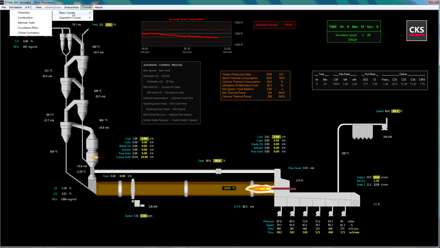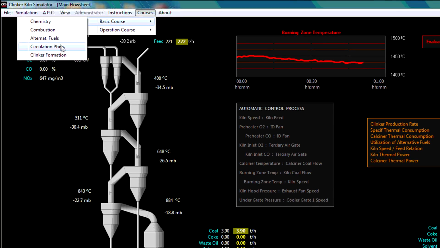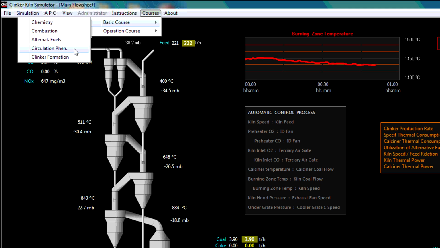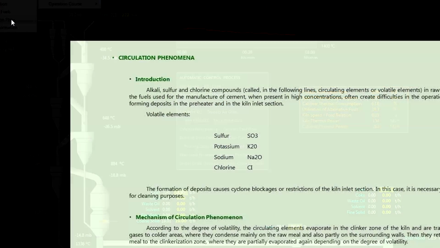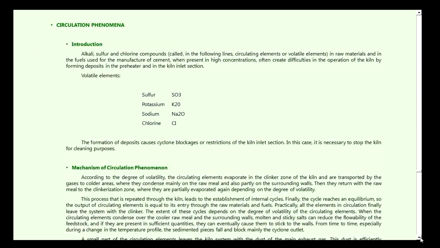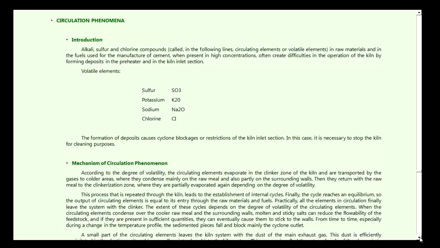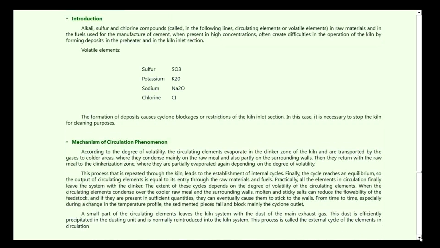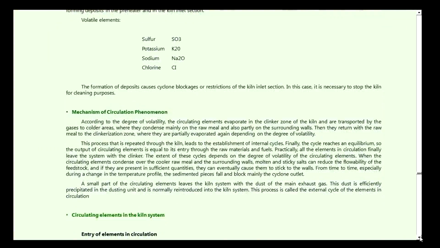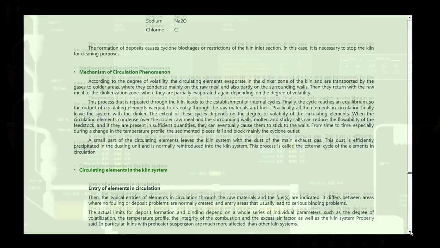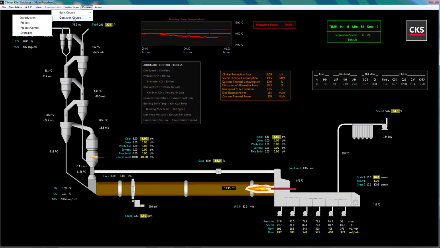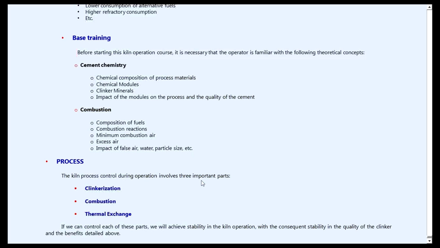CKS includes 2 operation training courses, basic and advanced levels. This is very useful to make sure that all our operators are given the same technical knowledge related to clinker firing anytime they need or want, not depending on the different levels of competencies and availability of trainers in the plant.